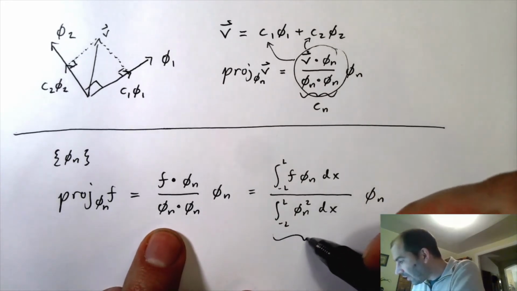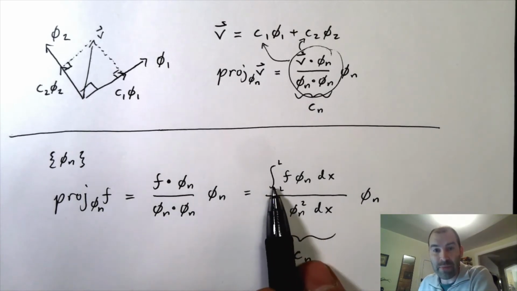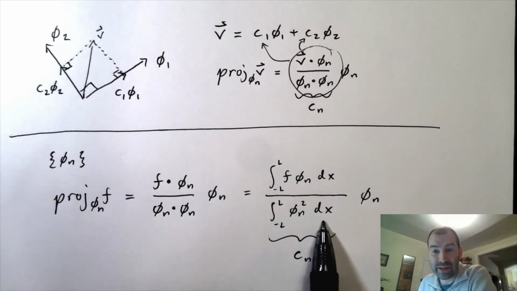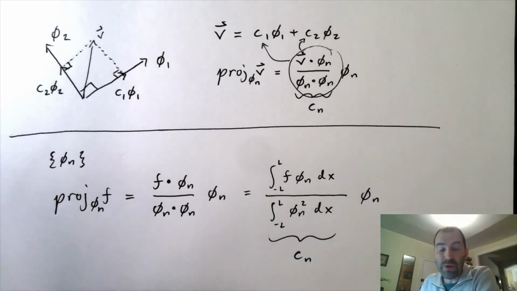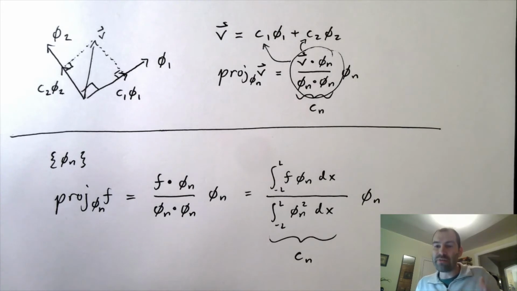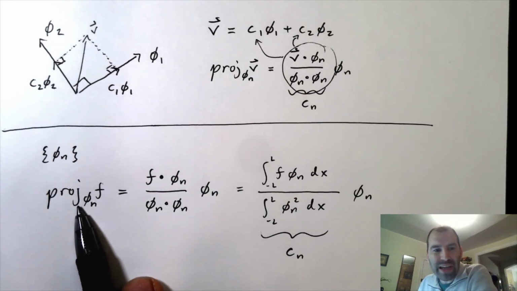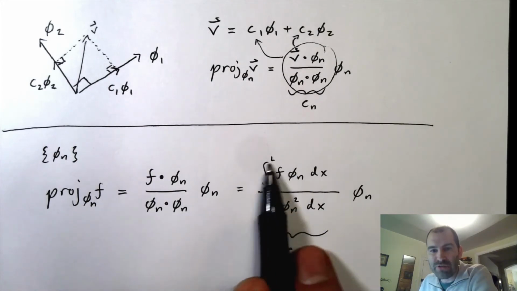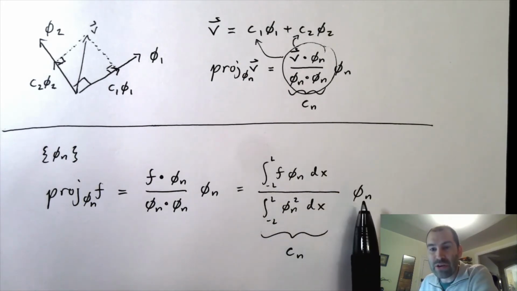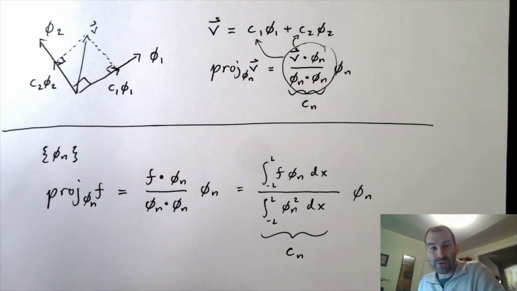Well, this right here is how we get our Cn. That's going to be a constant, a number, because I integrate this, I get a number, I integrate this, I get a number. So this is just going to be some multiple of phi n. What we're doing here is seeing how much our function f points in the direction of phi n, or acts like phi n. What's the contribution of phi n to our function? This is how much phi n contributes to our function. And we can do this for every n. For every phi n, we can find the degree to which it contributes towards f.